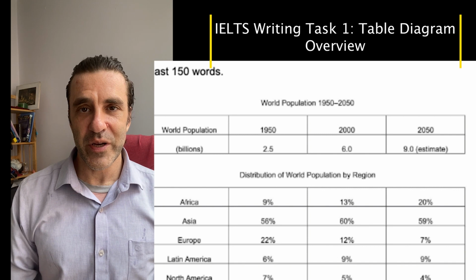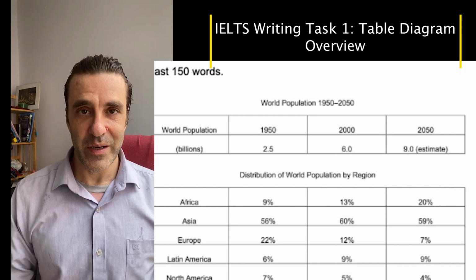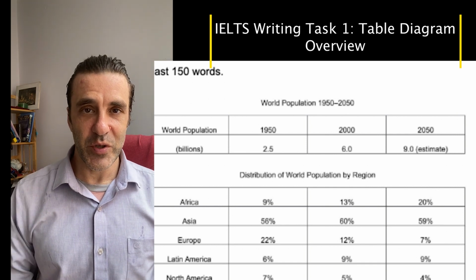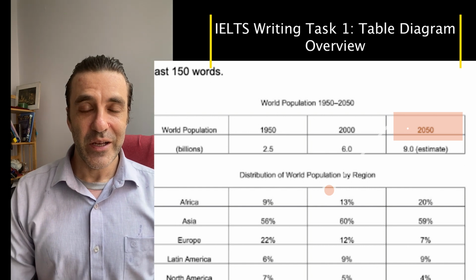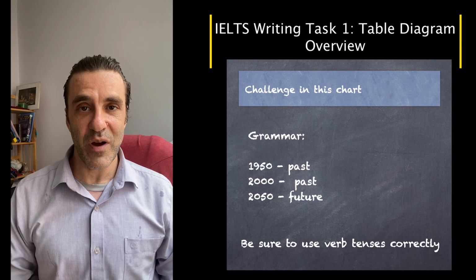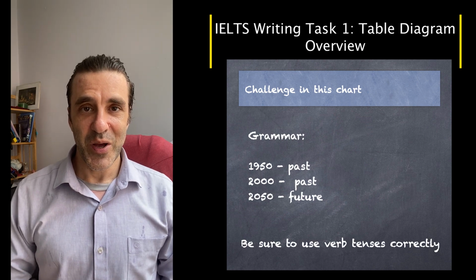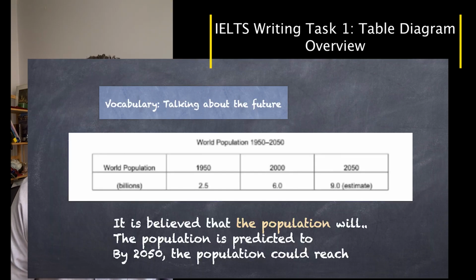And it's really important for this particular chart to be aware of the grammar that you'll need. Because as you look at the time, you'll notice that we have elements in the past and elements in the future. So for the exam, they want to see if you know how to use verb tenses to describe an uncertain future, where there's like a prediction. And some words we can use are words like, it is believed that the population will be, the population is predicted to, by 2050, the population could reach.